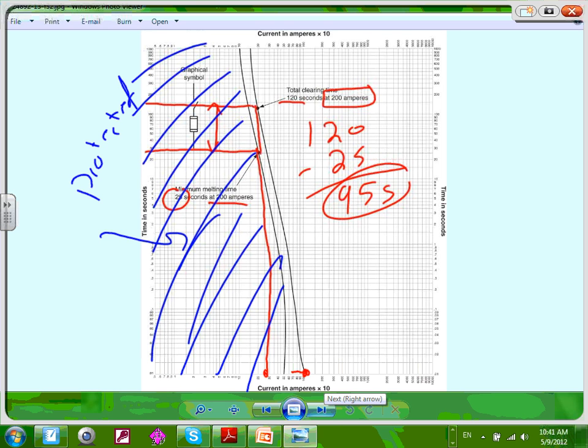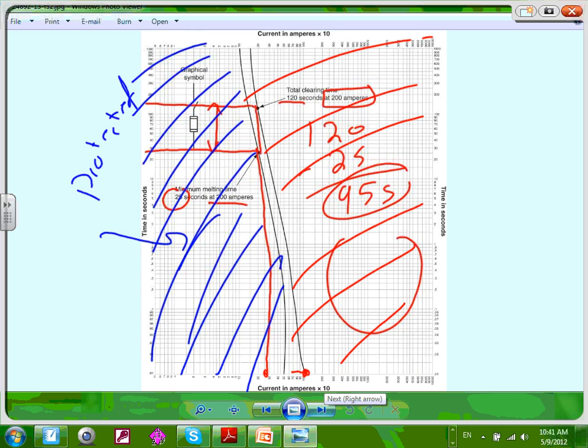Now, what happened to this area here? This is not protected. Not protected. Very, very important, guys, the time current characteristic curve.